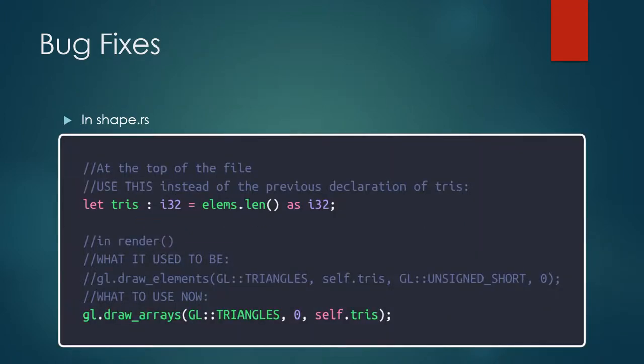For the last step before getting started with shaders, we must fix a couple of bugs found in shape.rs. In the constructor, change the way that tris is declared. So change it to the way you find on the top line here. And in shape's render function, replace gl.drawElements with the line shown right here. So actually replace it with this bottom line that I'm underlining. This is just because of the way that OpenGL works. If we did it with the other draw call, we wouldn't be able to see anything even with a shader.